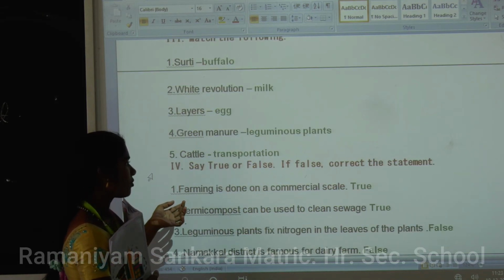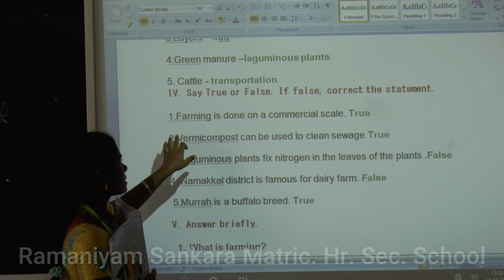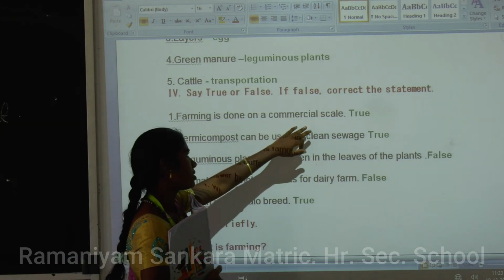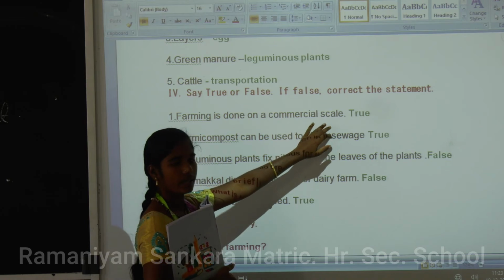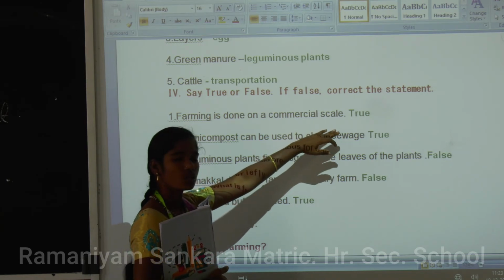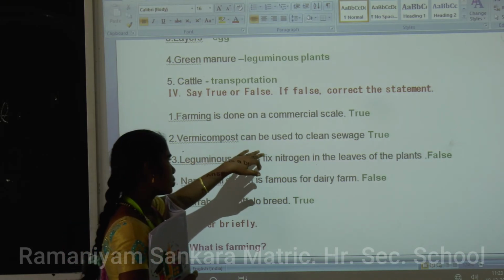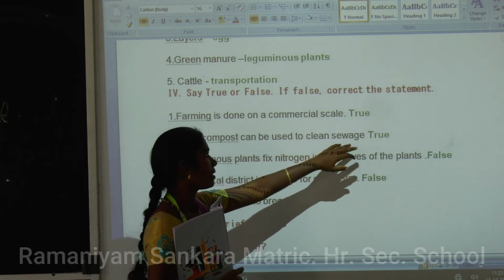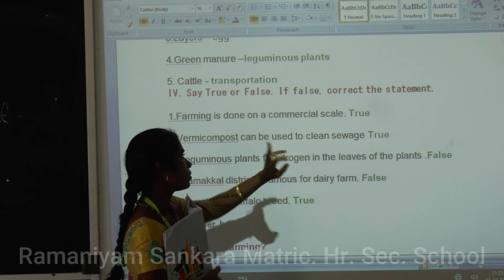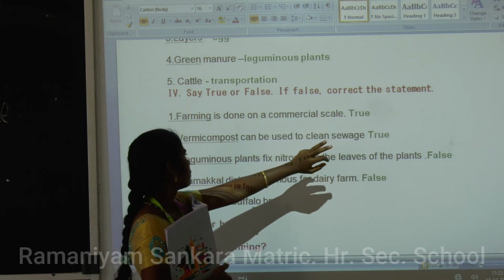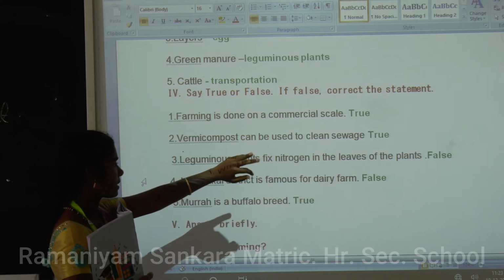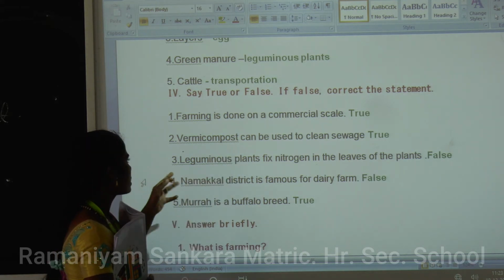Next, say true or false. Farming is done on a commercial scale. Okay, what is correct? Yes, it is a true statement. So you can write the answer true. Vermicompost can be used to clean sewage. They say vermicompost is used to clean sewage. Yes, true. So in this method also we can clean the sewages.